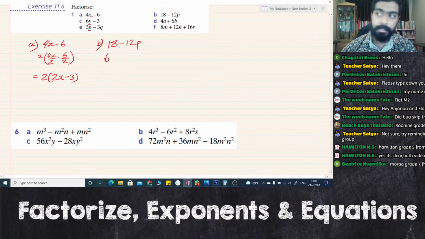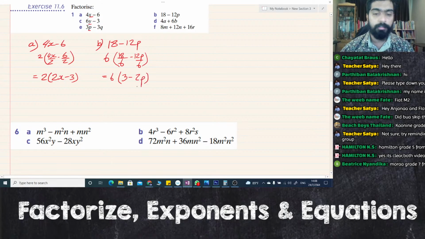In the first term, there are no variables, so that means there'll be no greatest common factor that has variables involved. Then we open the bracket. Second step, we divide everything inside the bracket by the greatest common factor that we just put in front of the bracket. So we have 18 divided by 6 minus 12p divided by 6. Therefore, our final answer will be 6 in front of the bracket; 18 divided by 6 gives us 3, minus 12p divided by 6 gives us 2p. So that would be our final answer.